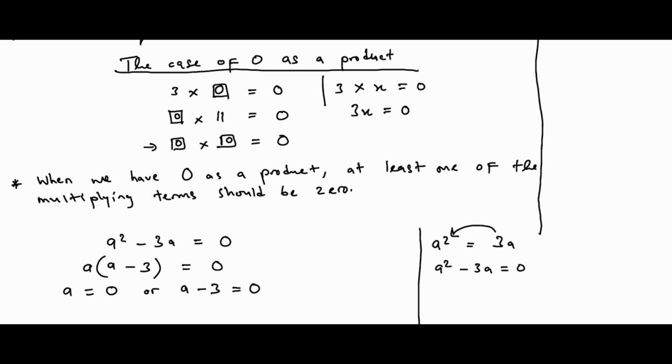Tinotora zvese zviri kumultiply totsvaga a case where each equates to 0. Saka a ari kumultiply ne bracket ra a minus 3. A wacho are equal to 0, or very important, a minus 3 is equal to 0. Zvataita izvi, we applied the case of 0 as a product.